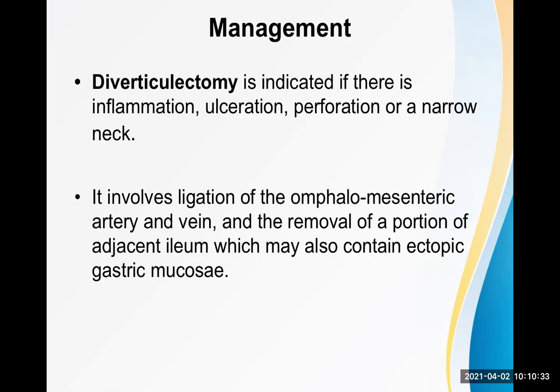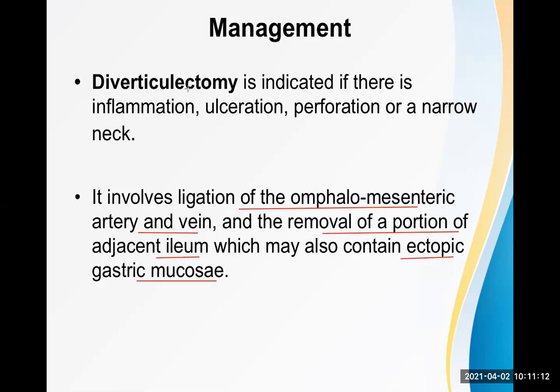I want to add one more sentence here. If we have opened the peritoneal cavity for something else, but incidentally there is a Meckel's diverticulum, during that time also we remove it, because there is no use of this. It involves the ligation of the omphalomesenteric artery and vein, and the removal of a portion of adjacent ileum, which may also contain ectopic gastric mucosa. So this is one important point we need to remember.